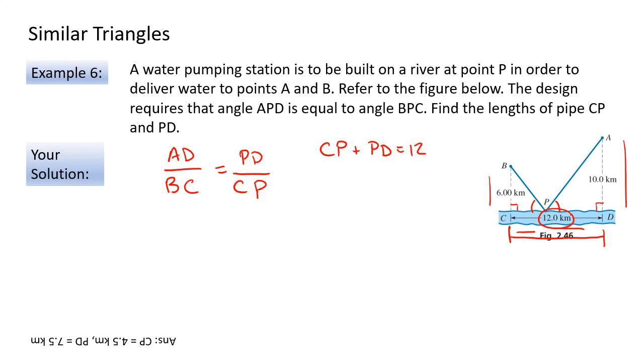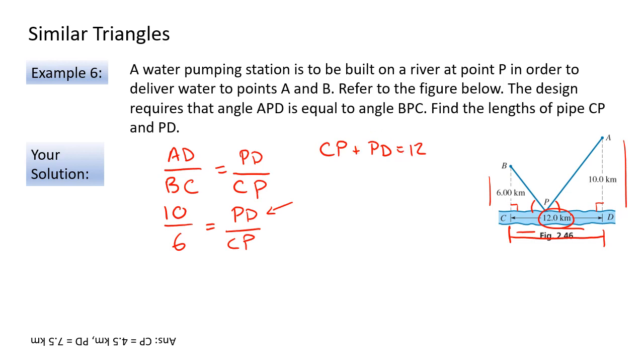So we can start substituting some of our values in. So line AD is 10 kilometers divided by line BC, which is 6 kilometers, and that has to be equal to PD divided by CP. So we haven't covered this piece specifically, but you've seen it in the past. Now we have two equations and two unknowns. So what I'm going to do is solve this proportion for PD, so I can substitute it into the equation here.